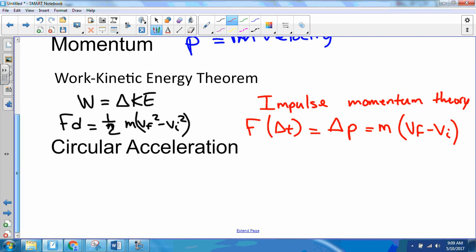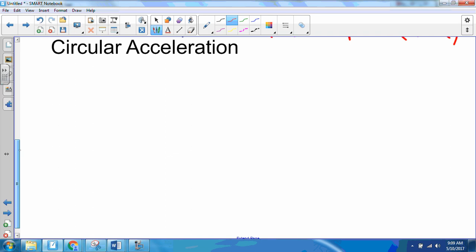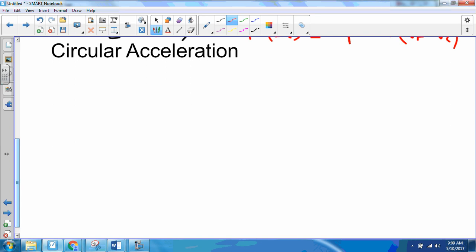The last one I wanted to cover today was about circular problems, circular acceleration, also known as centripetal acceleration.